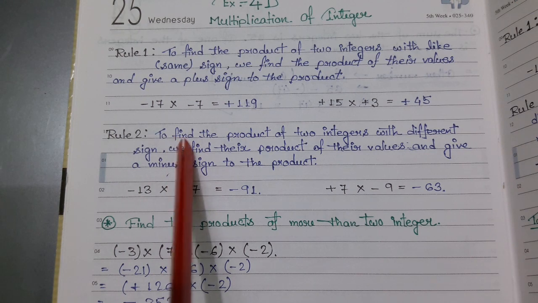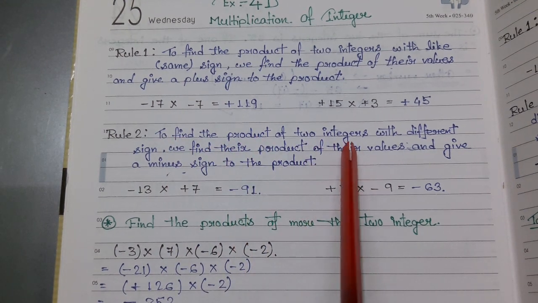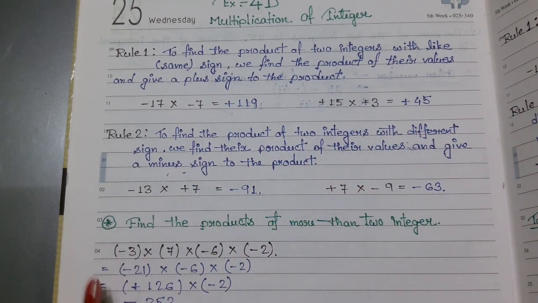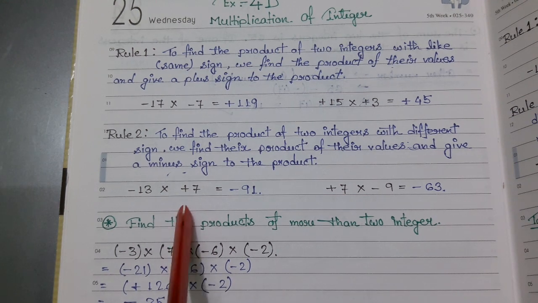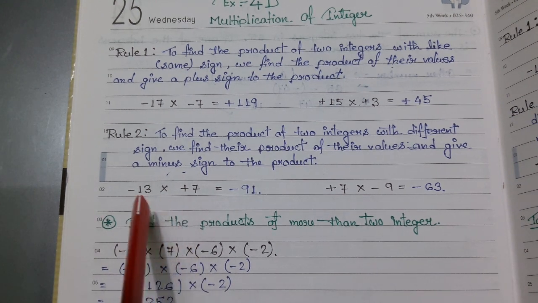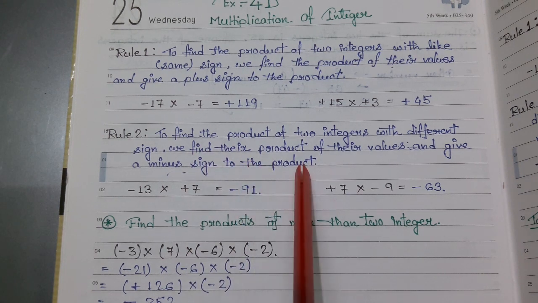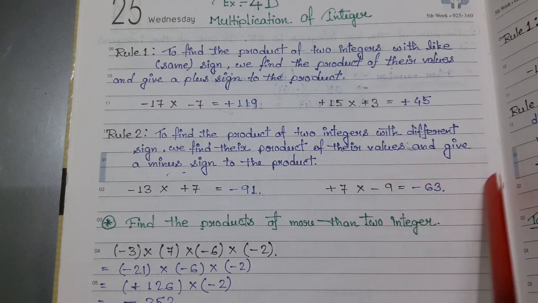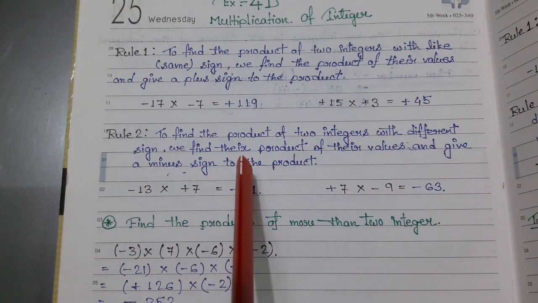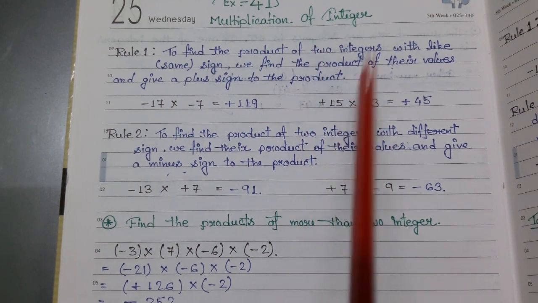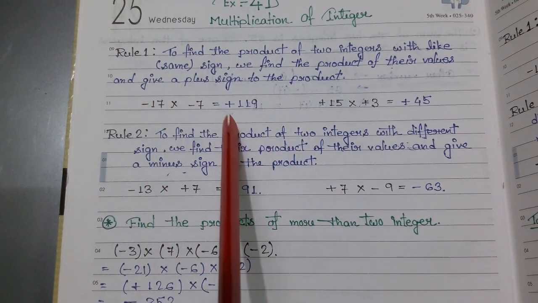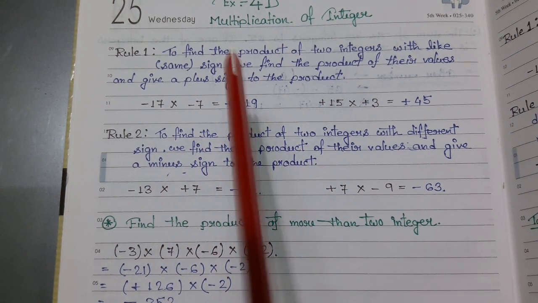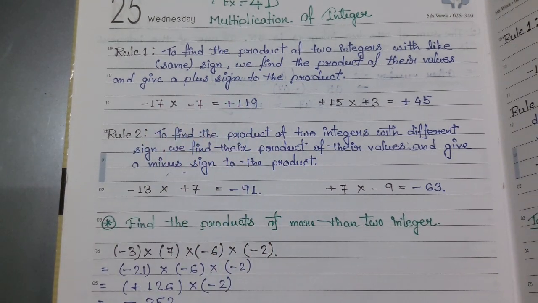See rule 2. To find the product of two integers with different signs. Different sign means if the sign of the first integer is positive, then the sign of the second integer will be negative. That means two different signs. We find the product of the values, meaning we multiply the values and give a minus sign, meaning negative sign, to the product. What is the difference? For the same sign the answer is always positive, and for different signs the answer is always negative, and in both cases we have to multiply the two integers.